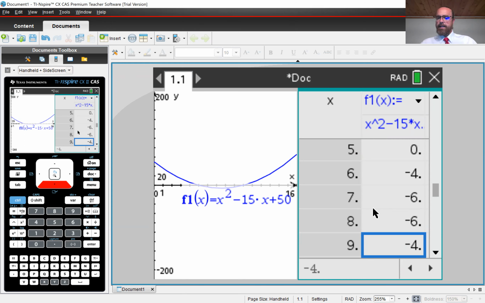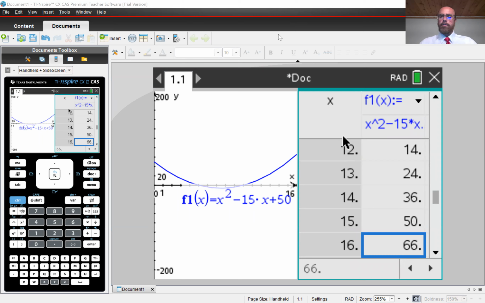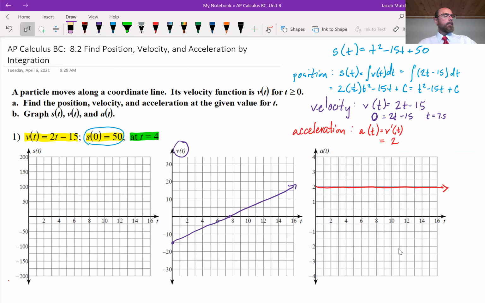So then I can see that quadratic pattern. It starts to climb back. So from negative 6 to negative 4 to 0, 6, 14, 24. These are values we've seen already, just in reverse. And at 16, we're at 66. So what I've done is I've copied that table down. And let's take this back to our notes so that we can graph it.